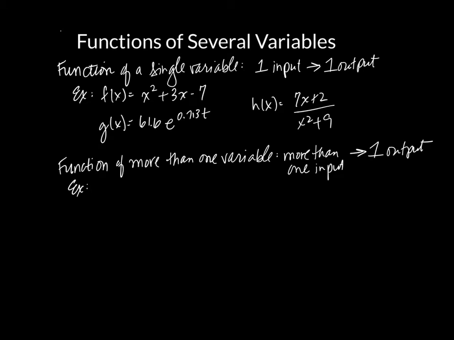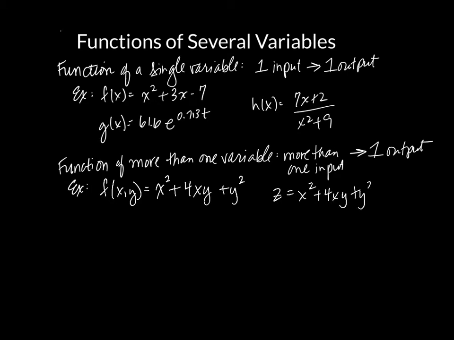One input, one output. So what does it mean to be a function of more than one variable? Well, that means we have more than one input, more than one independent variable, and we still have one output. So what do those sort of functions look like? Some of them will look similar to what we've had before. Something like f of x and y is equal to x squared plus 4xy plus y squared. You might also see this as z equals x squared plus 4xy plus y squared.